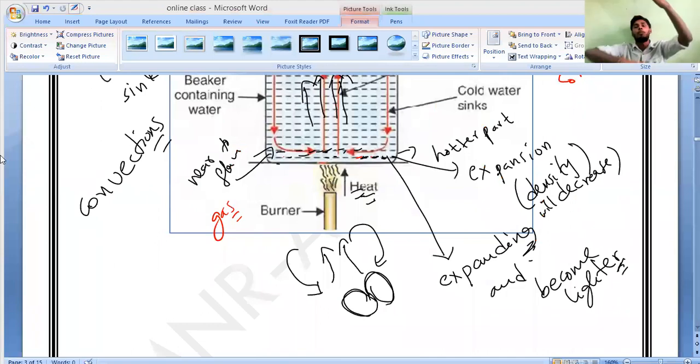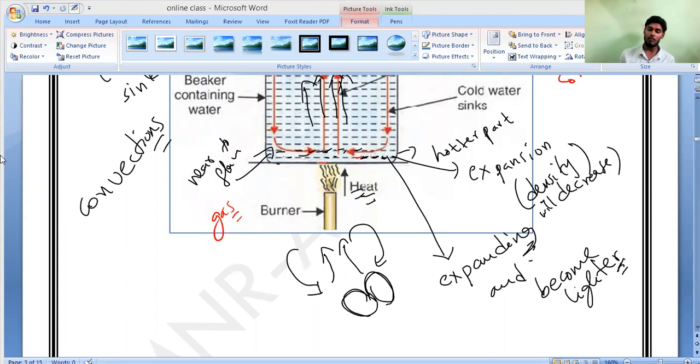So this cold water again gets heated by the burner, and again it rises upwards, carrying its heat in the upward direction. And the more cold water, the low temperature water which is still present, again starts sinking downwards. So this process of hot water rising upwards and cold water sinking downwards takes place again and again, due to which the whole water in the beaker gets heated uniformly.